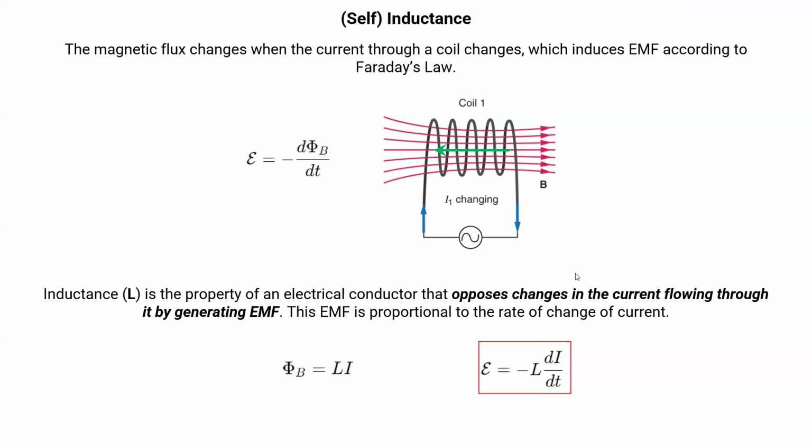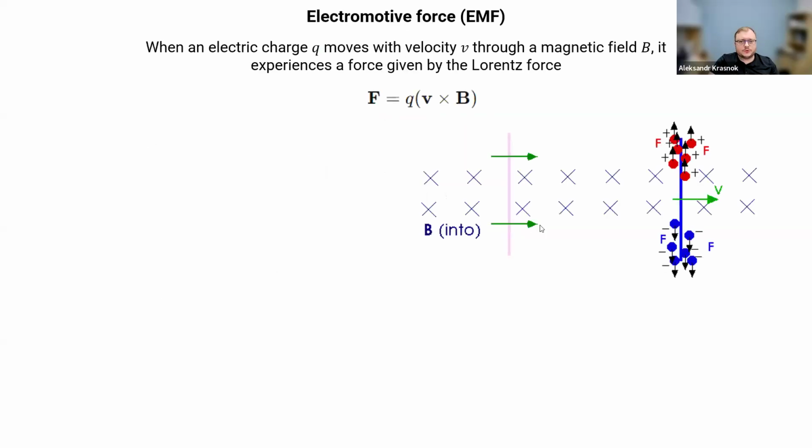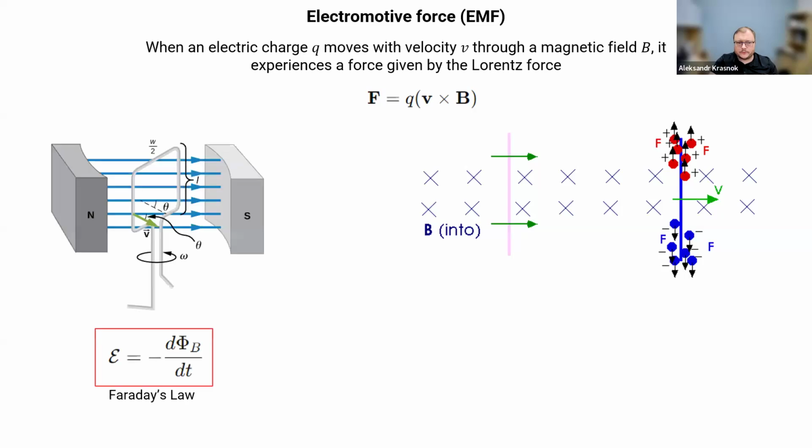Professor, I have a question. This opposition opposes changes in the current flowing through it by generating EMF. We said that the EMF is when the positive and negative charges are trying to split, right? Yeah, so that's how the opposition is created, basically. So this opposition is the reason, or the cause, for the electromotive force.